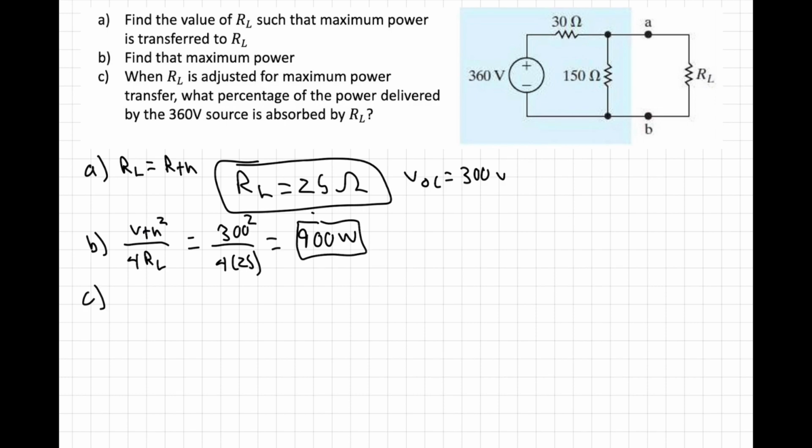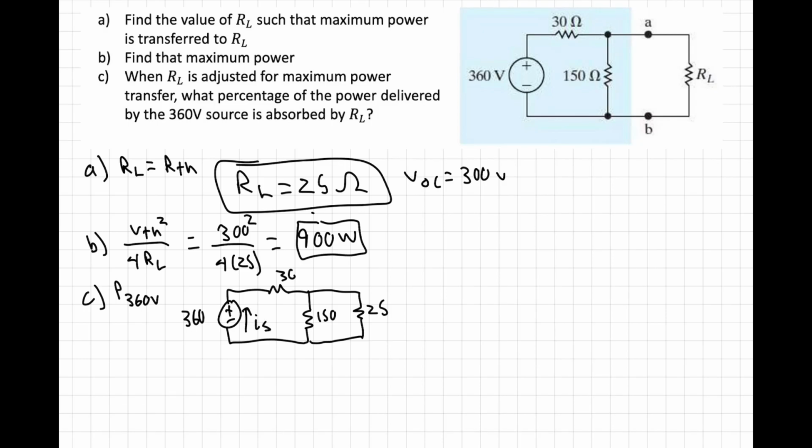And now part C: when RL is adjusted for maximum power transfer, what is the percentage of power delivered by the 360 volt source into RL? So we need to find the power of the 360 volts. That's going to be a quick calculation. We've got 360, there's a 30 here, 150. We loaded it up with 25. So we want to find the current here, I source. To do that, I source is equal to I150 plus I25, these two. So we need to find what those two are equal to.